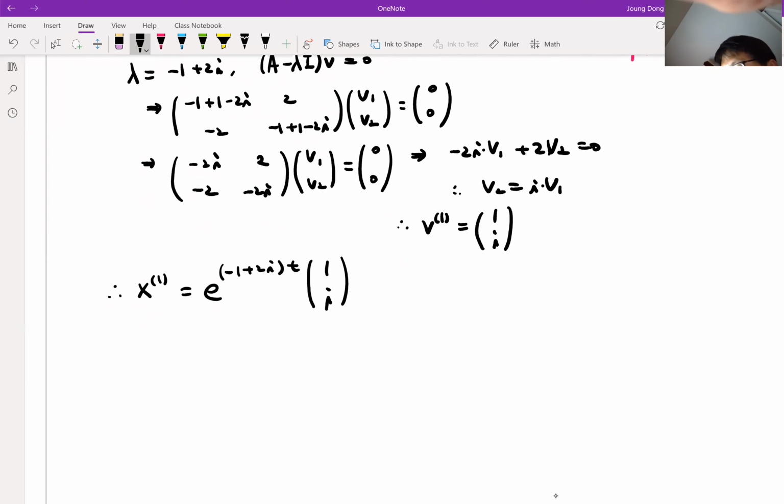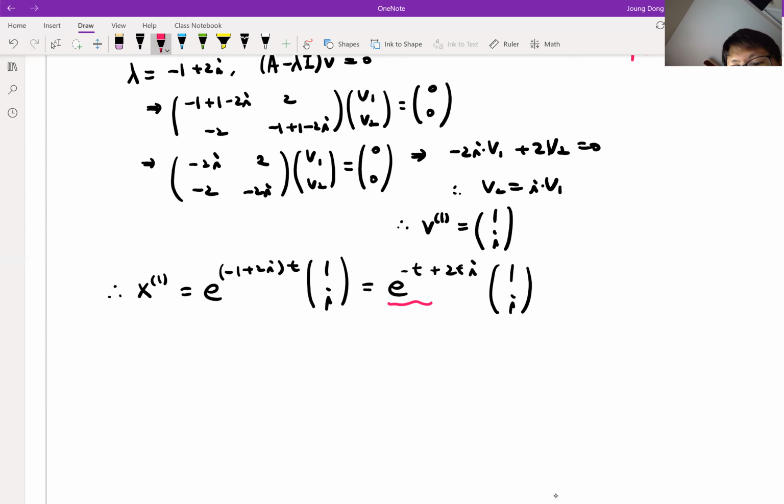Do you remember Euler's formula? We're going to apply the Euler formula here. Let me rewrite this one more time. This is equal to e to the... let me rewrite this in terms of real part and imaginary part separately. e to the minus t, and plus 2t times i, just to show you it is the imaginary part, and the vector (1, i).